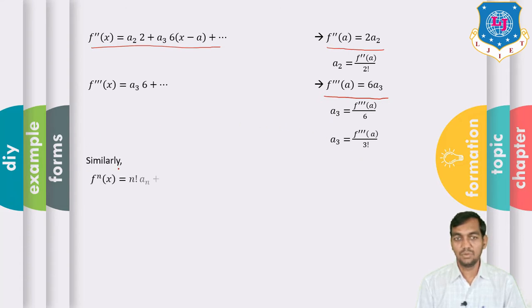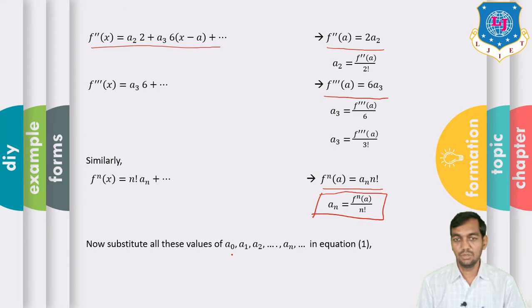In the same manner, if we continue, in general the nth derivative f^n of x will involve n factorial times a_n. And from that, if we substitute x is equal to a, then we get f^n of a is equal to a_n into n factorial. And that will give a_n is equal to f^n of a divided by n factorial. So in general, you have the value of a_n, correct? Now put n is equal to 1, 2, 3, and you can write this down.